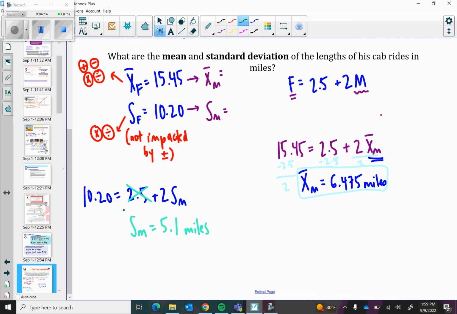The big takeaway here, if we are transforming a set of data, we know that the mean gets impacted by addition, subtraction, multiplication, and division, whereas the standard deviation is only impacted by multiplication and division.